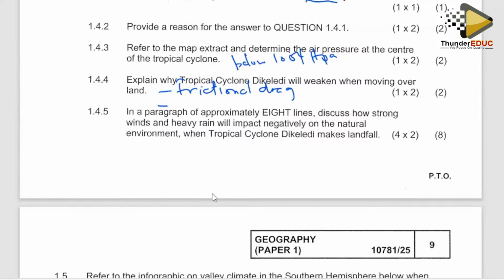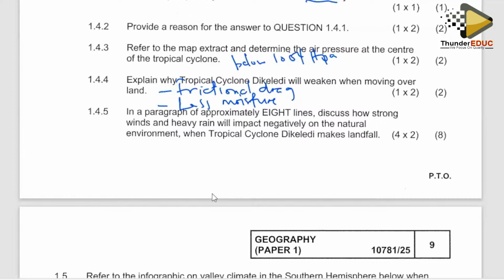And also we know they need to be fuelled by latent heat of condensation, which is released during the condensation process. So over land, there is also less moisture to facilitate the release of latent heat through condensation. So they will also lose their intensity because there are fewer water bodies over land. There is less presence of moisture over land compared to water.